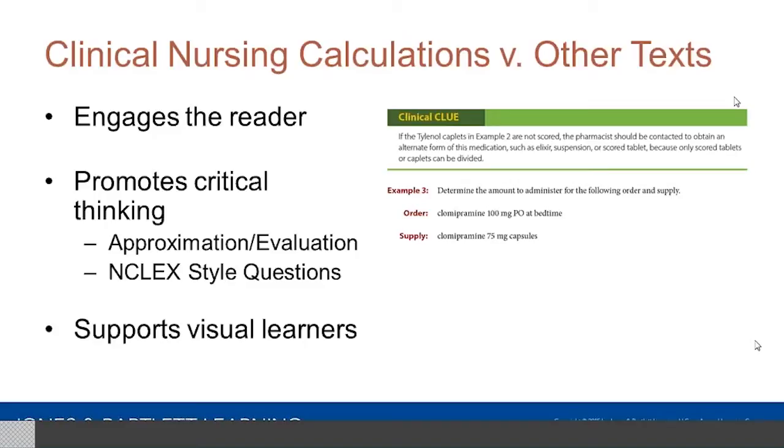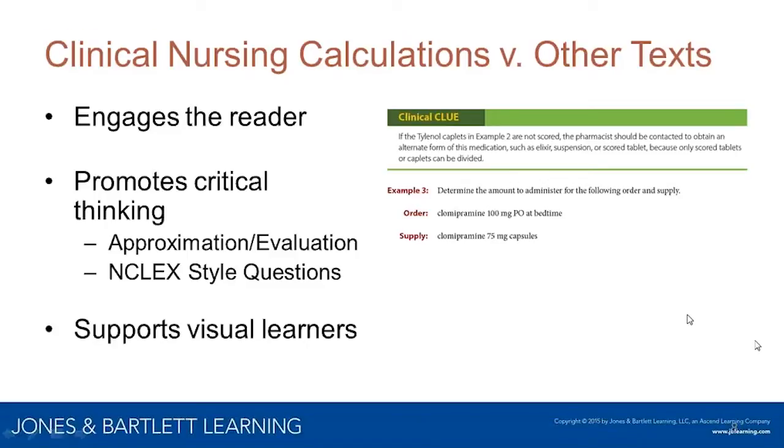This text is designed to promote critical thinking. As previously mentioned, the approximation and evaluation steps in the case approach promote critical thinking. In addition, there are NCLEX style review questions at the end of each chapter, and these are high-level questions that require critical thinking skills. On the next slide, we'll see an example of an NCLEX review question.